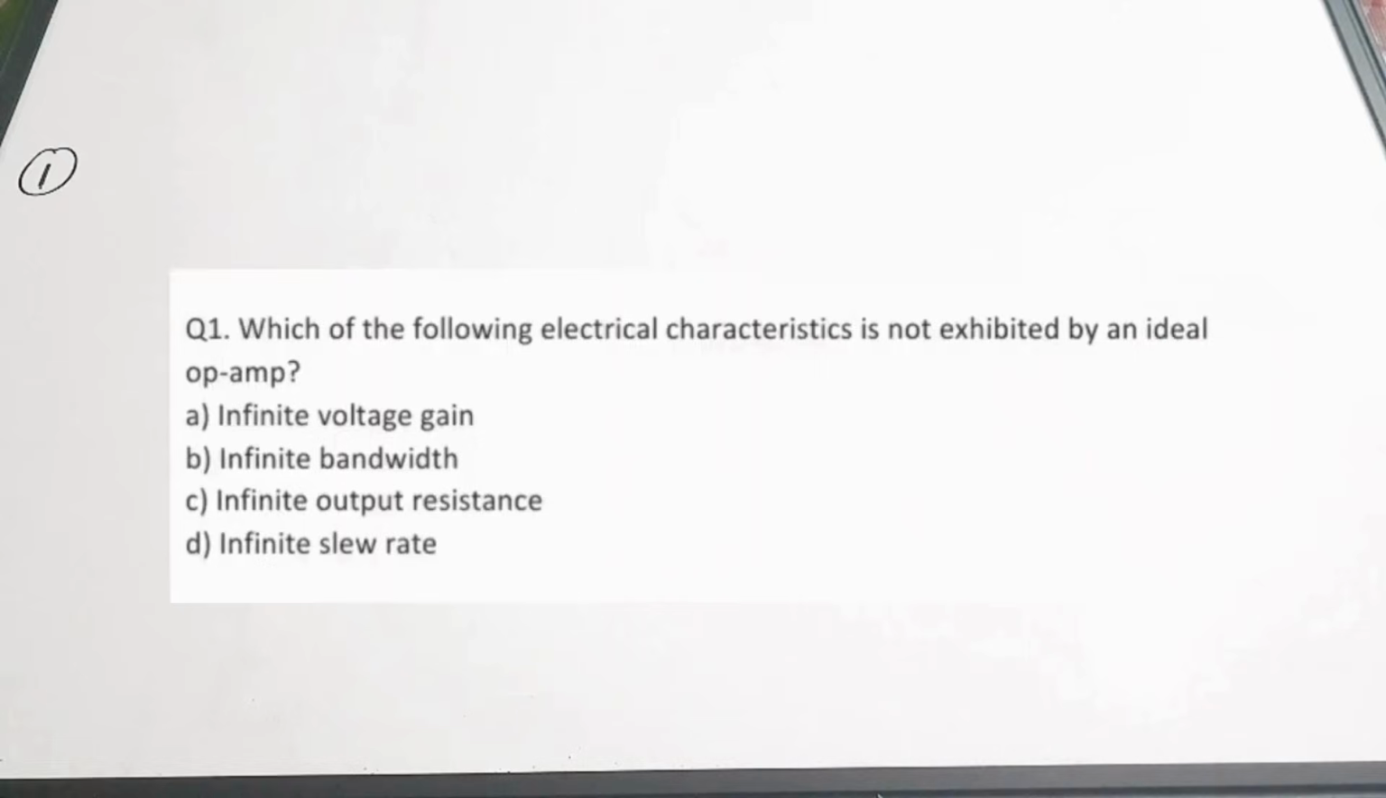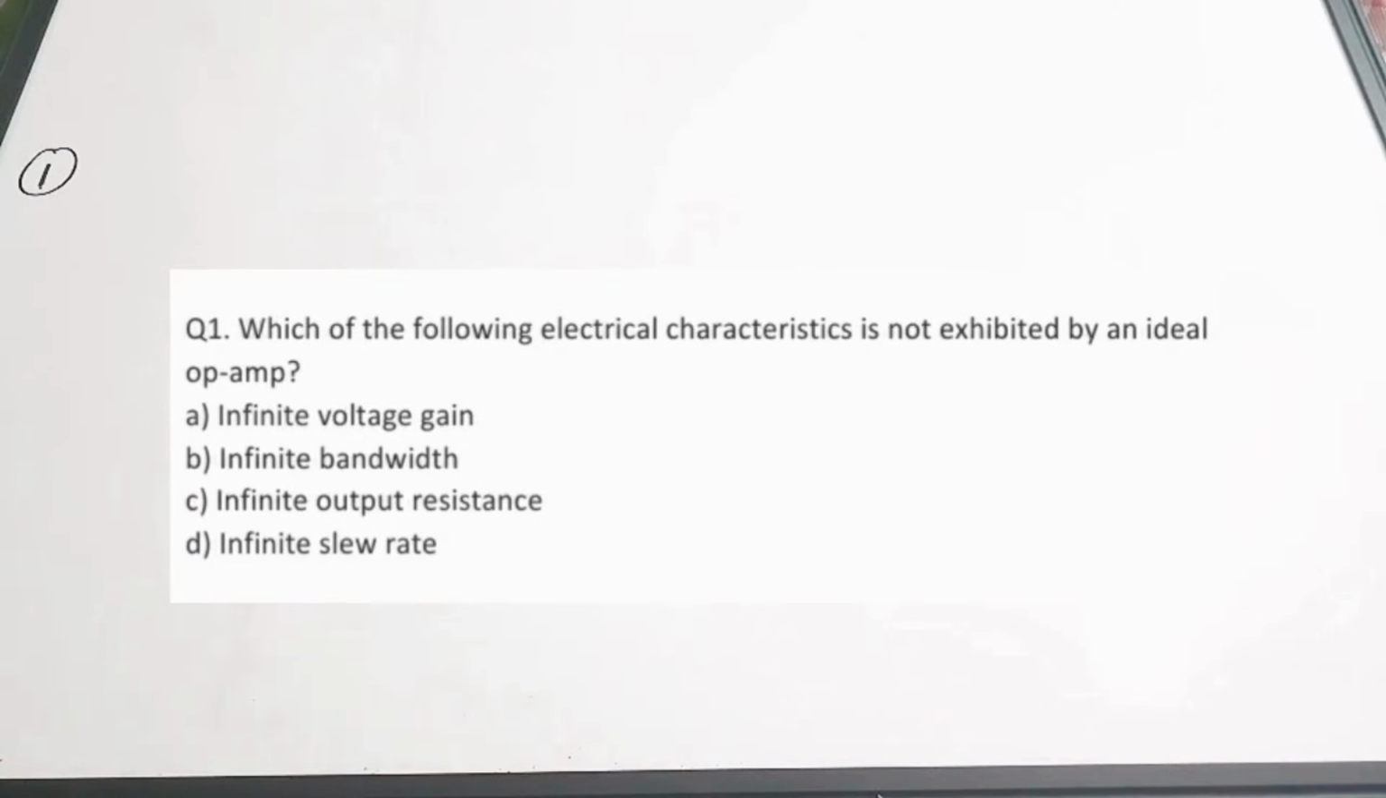Which of the following electrical characteristics is not exhibited by an ideal op-amp? So for the ideal op-amp there are various characteristics. All the characteristics are very important, especially if you're preparing for competitive examinations. You should know all of them because they'll either ask you to pick out the correct characteristic of an ideal op-amp, or give various characteristics out of which you have to pick the wrong one. So any of these types of questions can come.